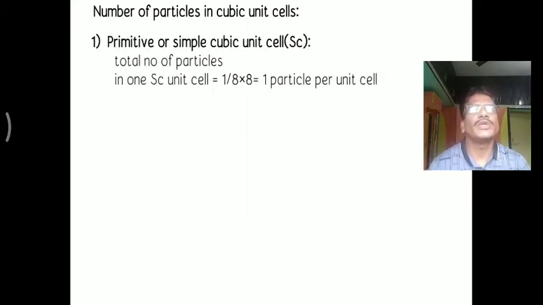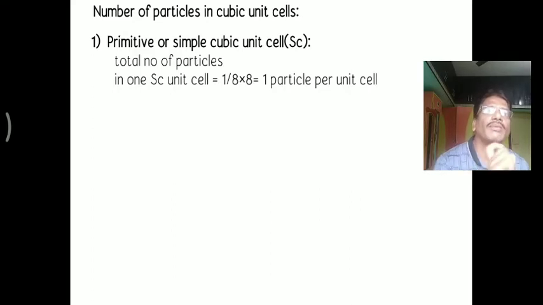The primitive or simple cubic unit cell SC contains a total number of particles given by the formula 1/8 into 8, that is 1 upon 8 into 8, the 8 is cancelled, and that is equal to 1 particle per unit cell. So in a simple cubic or primitive cubic unit cell, there is 1 particle per unit cell.